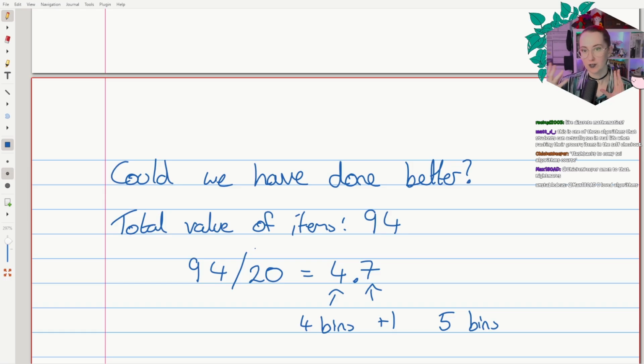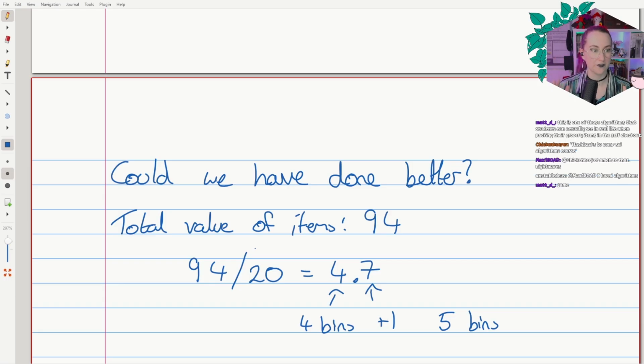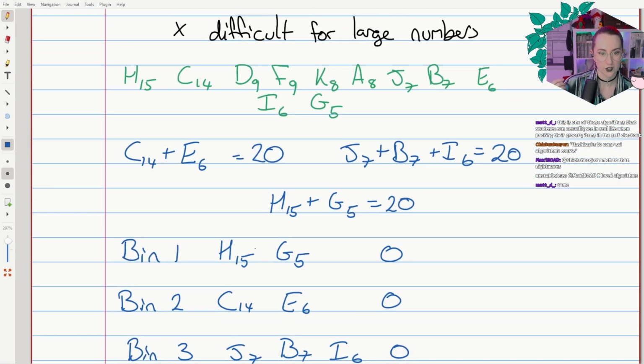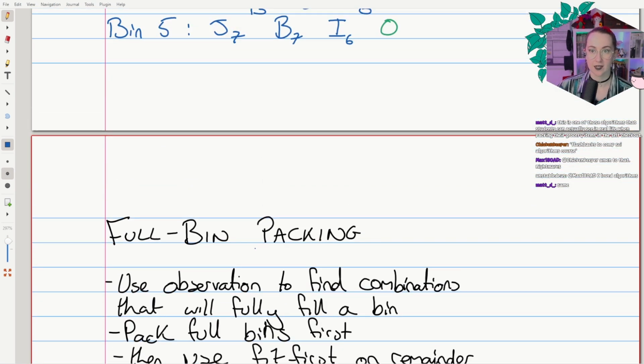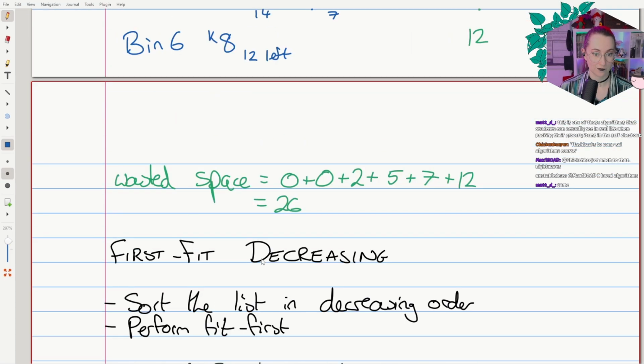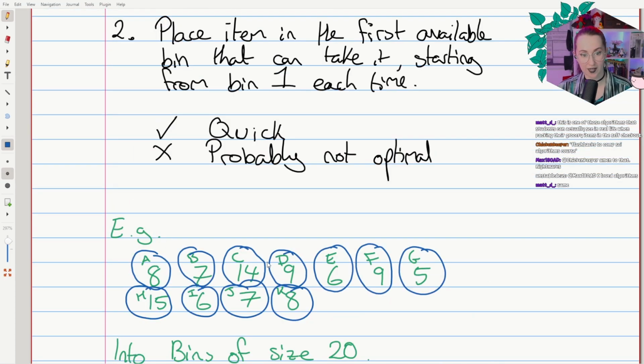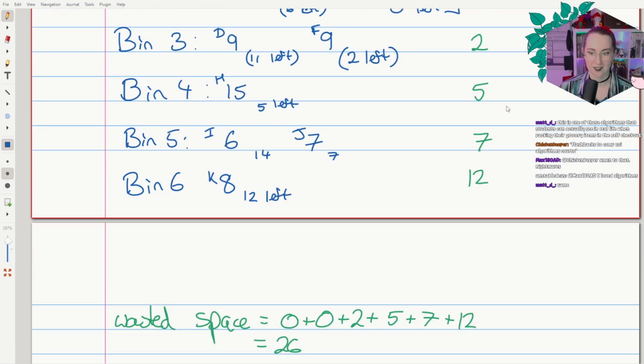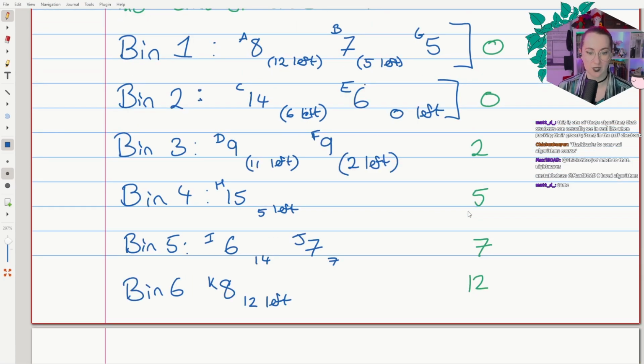If this had been an integer, if they actually fit 5 bins exactly, then that tells you that it's going to be 5 or 6 bins, depending on the size of the objects, whether or not they all beautifully fill the bins. But we're doing pretty good, right? We had 5 bins for the fit first decreasing, and we had 5 bins for the full bin packing. We had 6 bins just for fit first. So fit first is easy, it's quick. It is not the most efficient way of doing it, right? This took 6 bins because we had this massive wasted space that we could have optimized and we didn't.